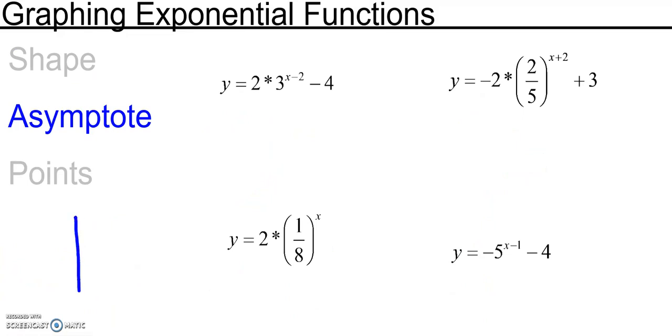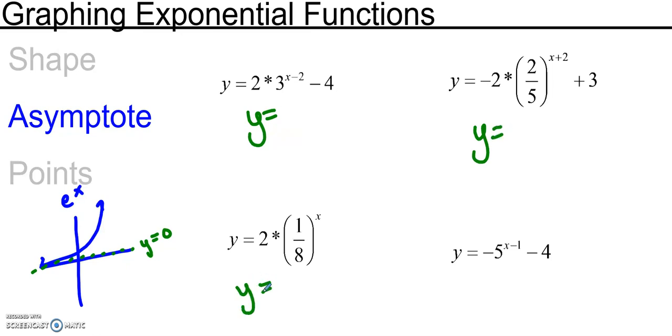You remember the parent graph of e to the x, he went up like this, and he had a horizontal asymptote at y equals 0. So when I look at all of my other exponentials, every single one of them is going to have a horizontal asymptote at y equals some sort of number. We just have to look at how that asymptote is shifted, and since it's y equals, it's going to be affected by the y values.